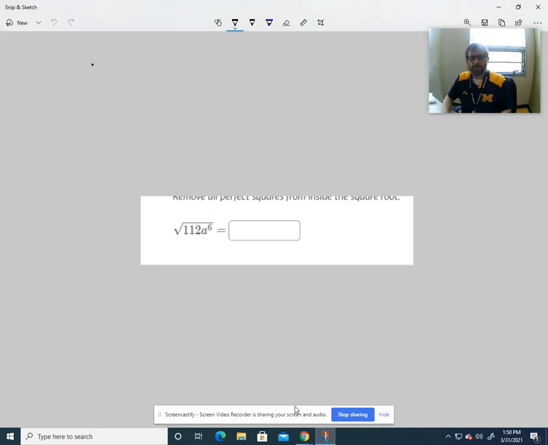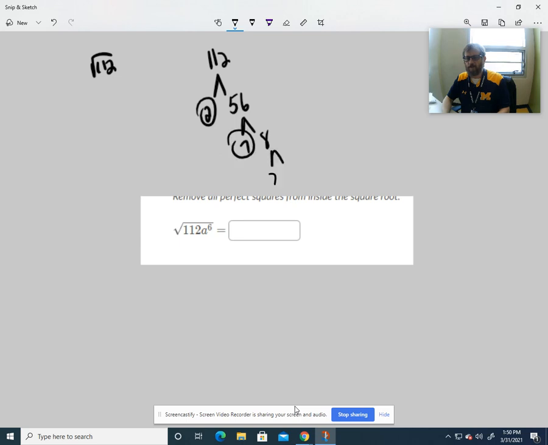If this was just the square root of 112, what I would tell you to do is factor tree the 112. So that's 2 and 56, that's prime. That's 7 and 8, that's prime. 2 and 4, that's prime. 2 and 2. And so I'd end up with the square root of 2 times 2 times 2 times 2 times 7.